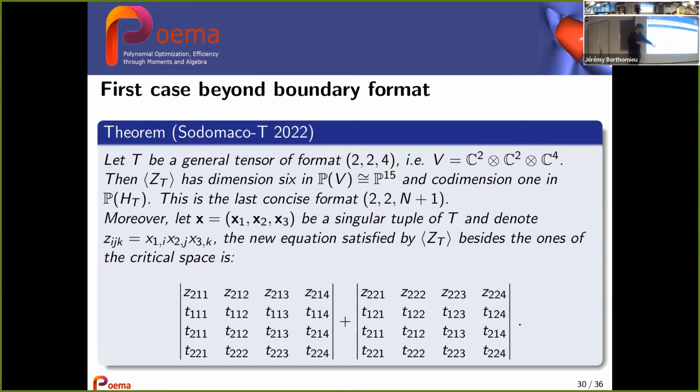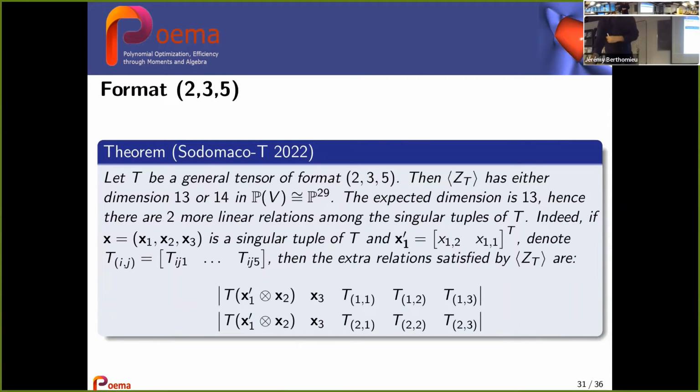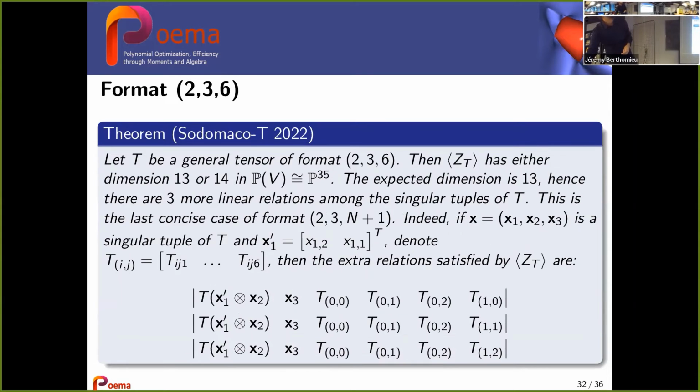Unfortunately, this was just in Macaulay. We don't have yet a geometrical explanation of what is happening here. And again, we tested another case, that was 2, 3, 5. In this case, we have codimension 2, and we found these new 2 equations satisfied by the singular vector tuples. And those 2 equations are again satisfied by the tensor itself. So the membership problem holds even though you have a higher codimension.